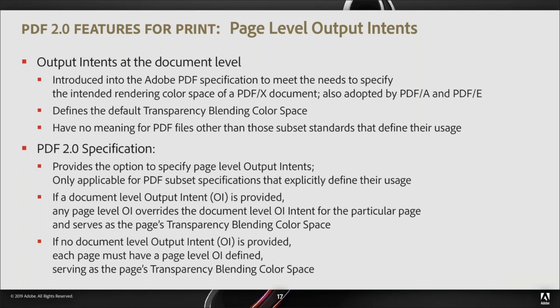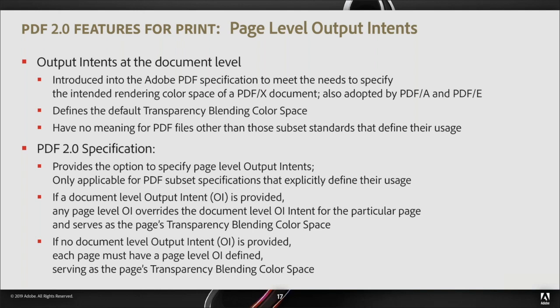Okay, and this is only appropriate for PDF subset standards such as PDF/X-6 that explicitly define their usage. What does this really mean? That I could have a page level output intent. If you have a document level output intent, any page level output intent overrides the document intent for that particular page and serves as the page's transparency blending space.